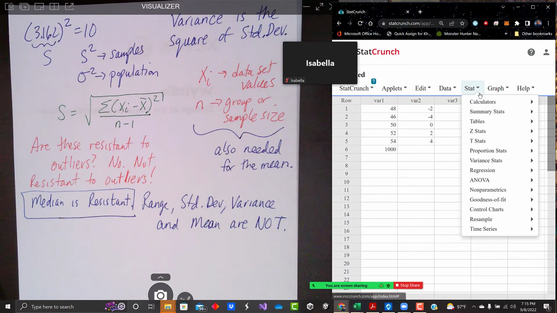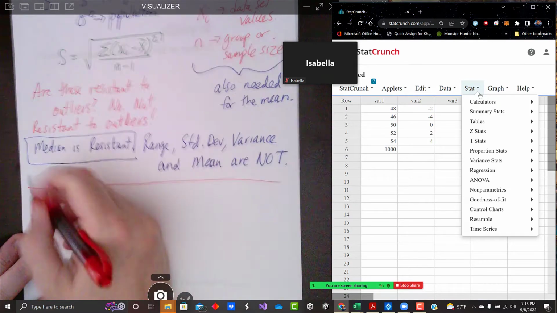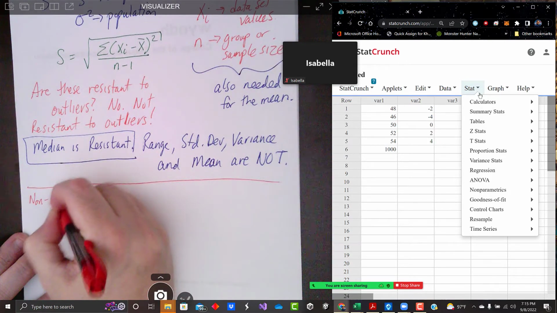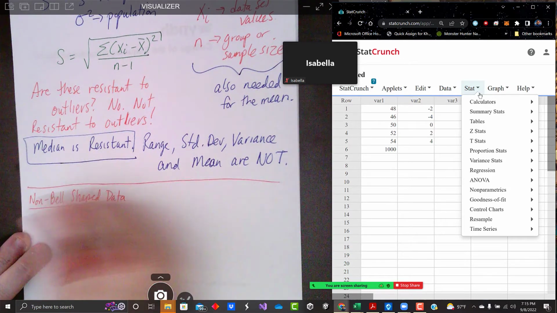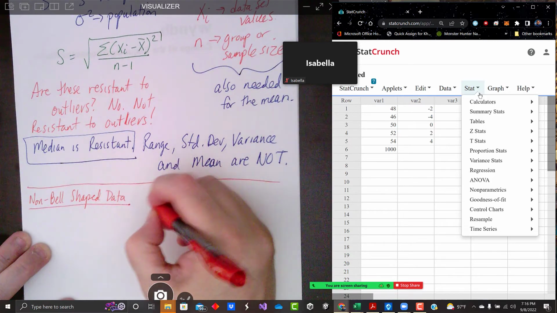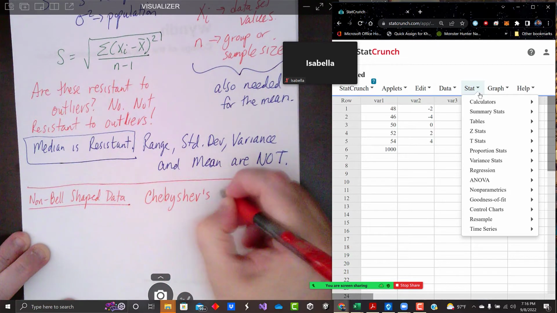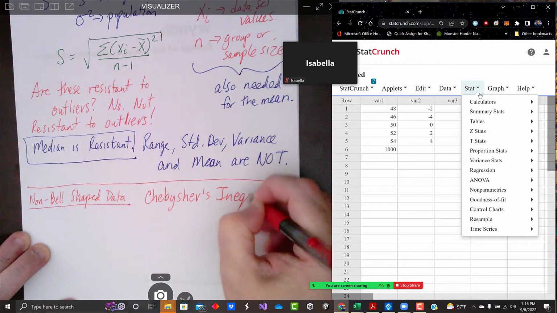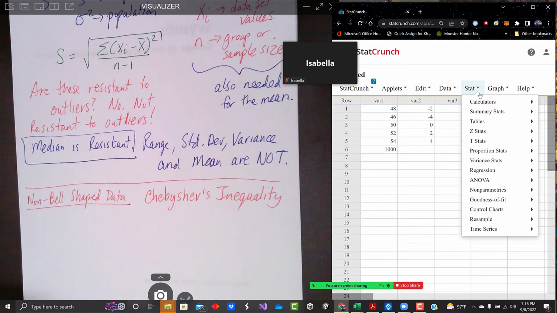There is another equation. Standard deviation is used for bell-shaped data. If the data is not bell-shaped, they use, and I love the name, I'm going to write it first so you can see how it's spelled: Chebyshev. Chebyshev's inequality.